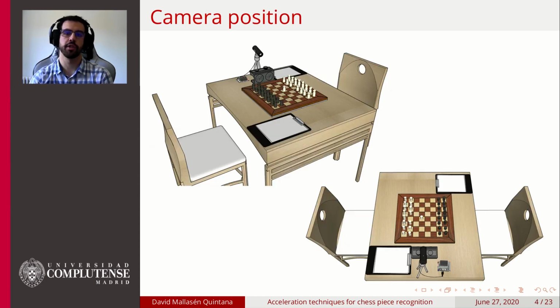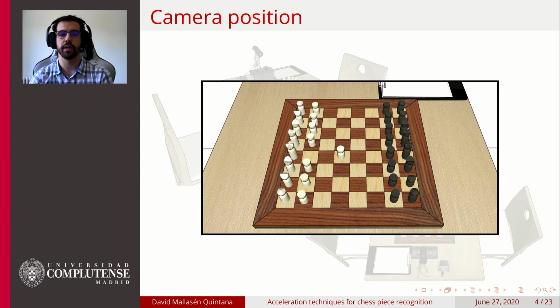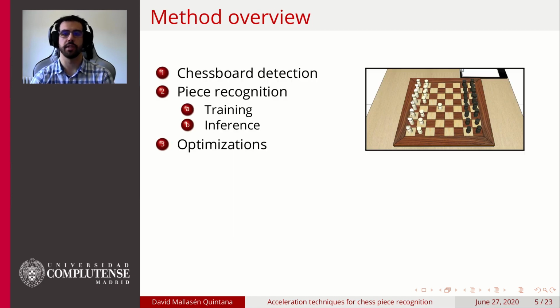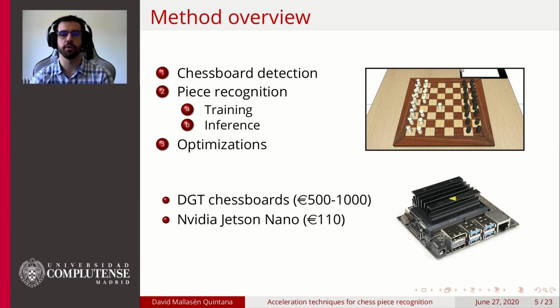In order to take the pictures, our proposal is to have a webcam on one side of the board. In this way, each time a player presses the clock, a new photo is taken. This photo will then be analyzed by a Nvidia Jetson Nano platform. In order to completely digitize the layout, we must first detect the chessboard and then proceed to recognize the pieces. Once we have this done, optimizations were made to reduce the overall runtime. Currently, DGT electronic chessboards are used in tournaments to digitize the games. However, they are more expensive than our inference platform.